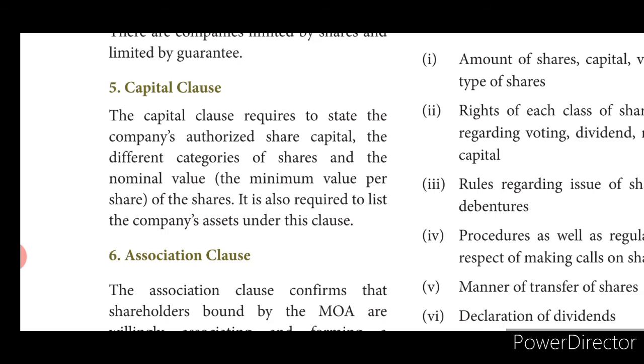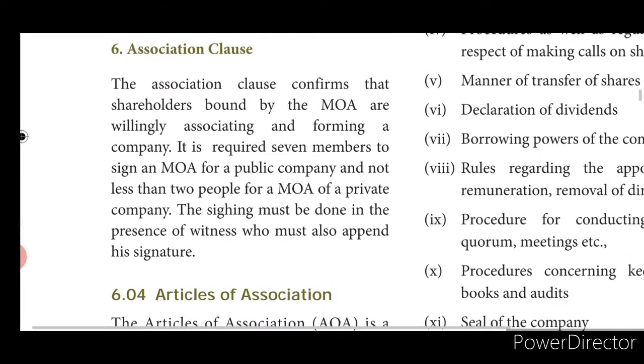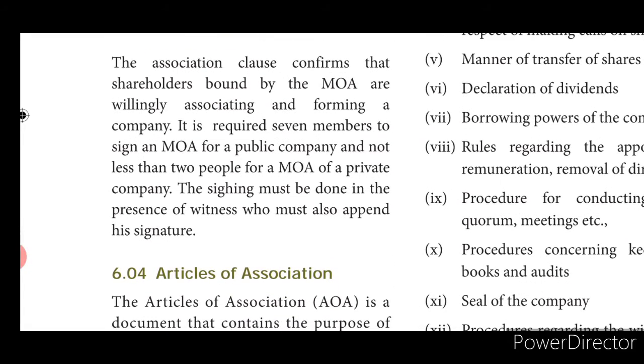Capital clause means your capital, how much capital you're going to contribute, with how much you're going to start the company, that should be there. Your minimum value as per the share, what value you're going to contribute, should be mentioned there. Then association clause means how many members are going to start the business.